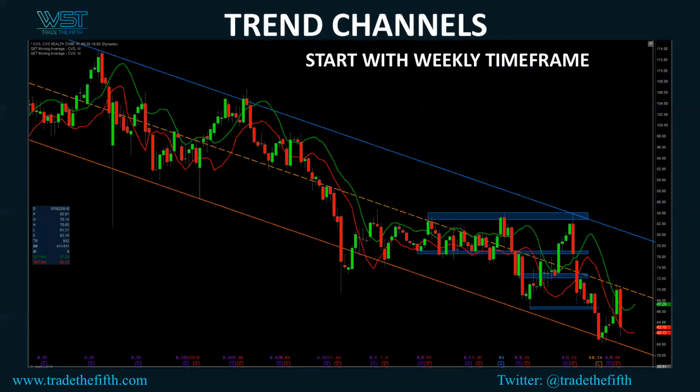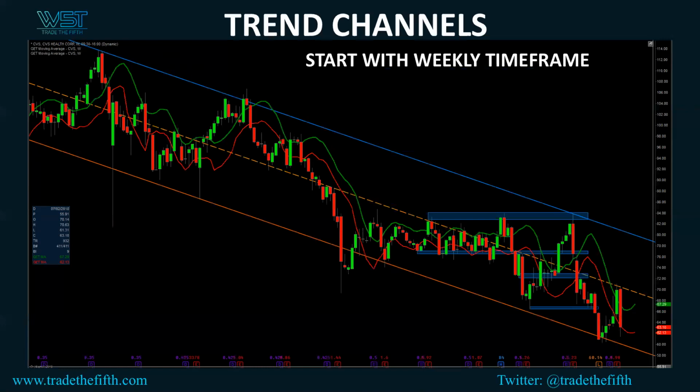Okay. Trend channels, you start with the weekly time frame. So we're looking for longer term trends. You see down at the bottom right there, there's the same support resistance zones that were drawn on the daily. That's what they look like on a weekly time frame. We're going to use the weekly time frame to draw our trend channel.